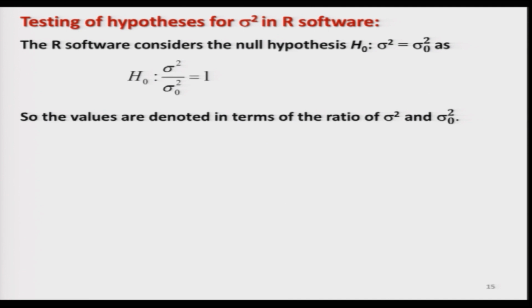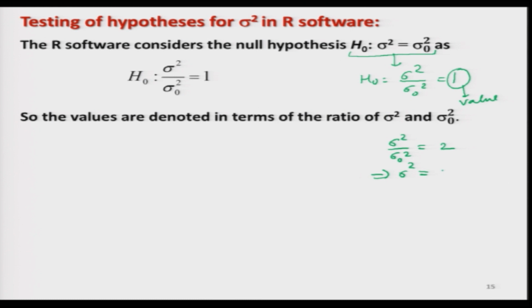What you have to keep in mind is that the package, or the command, which we are going to use to obtain the confidence interval and test of hypothesis for sigma square requires you to express the H naught in a different way. We have done in the theory that our null hypothesis is H naught: sigma square is equal to sigma naught square. This can also be written as sigma square upon sigma naught square is equal to 1, right. So, this software is trying to replace this 1 by some value. That can be 1, that can be 2. For example, if the ratio is equal to 2, that means it is going to test the hypothesis that H naught: sigma square is equal to twice sigma naught square.